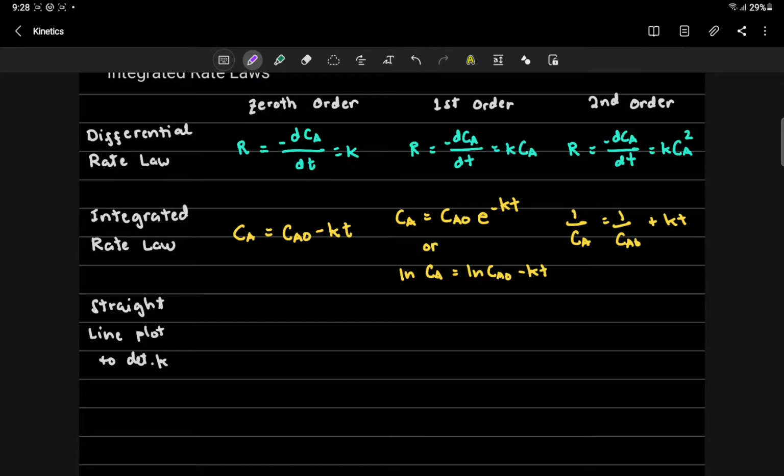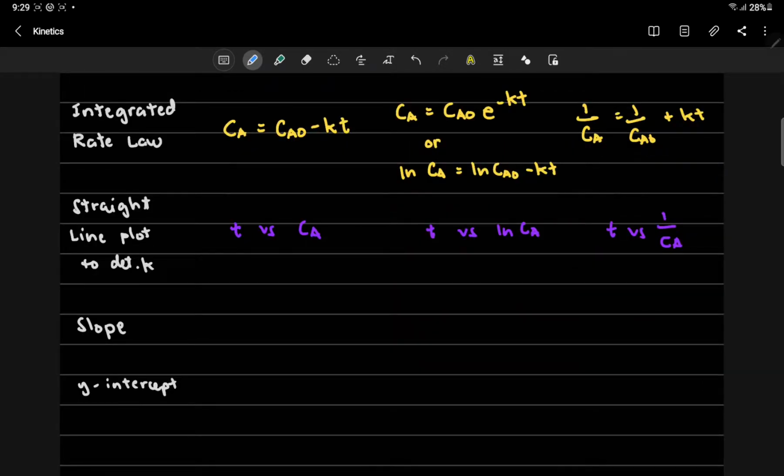So it looks like we are plotting time in your x-axis versus the concentration. In your first order, we have time pa rin, right? But this time versus ln of the concentration. And for the second order reaction, it's time in your x-axis versus the reciprocal of the concentration. So by doing these plots, you will be able to get the slope and the y-intercept. Okay, and the slope will correspond to the rate constant.